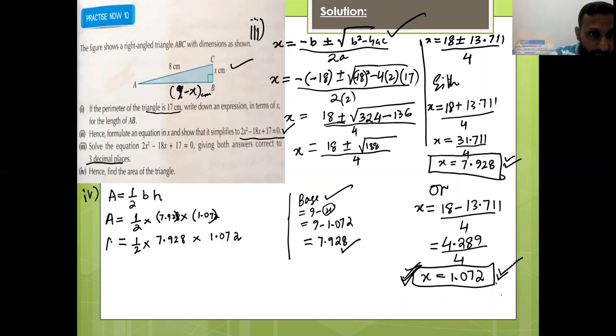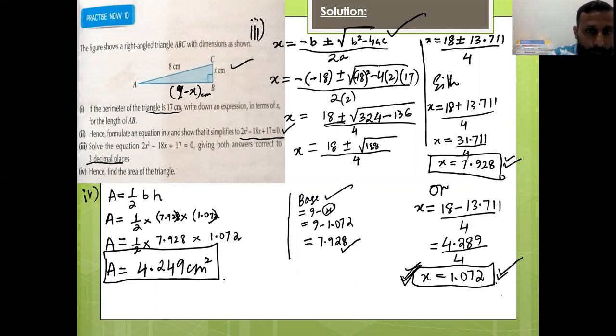Now I need to use a calculator for this. So please do the needful at your end. I'm doing it here. Half multiplied by 7.928 multiplied by 1.072, and the area is found to be 4.249 centimeters square. So this is the required area of the given triangle.